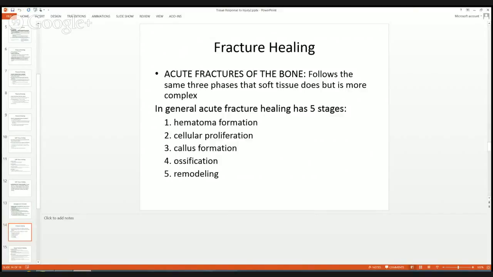All right, fracture healing. What are we on? We're on what? 14 of 19. We got so much time to go.